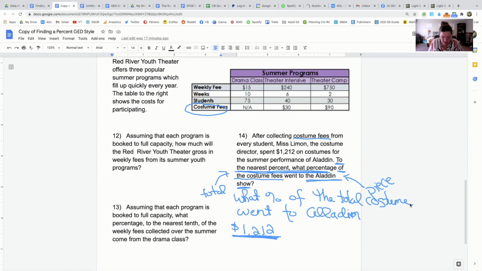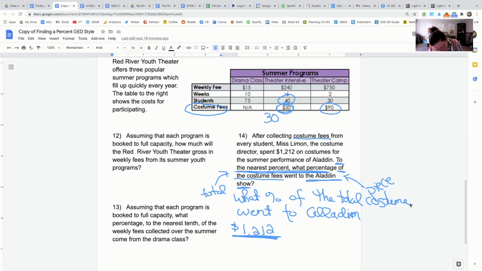Okie dokie. Now, the nice thing about costume fees is they're not weekly like the weekly fees, so you're not going to pay it multiple times. But a lot of students would just total these two numbers, $30 and $90, because that's not going to give Miss Limon much to work with. $120 in costume fees. Remember that each student will pay this, okay? Each student is going to pay the costume fees. So we're not going to just collect $30 one time, we're going to collect it 40 times.